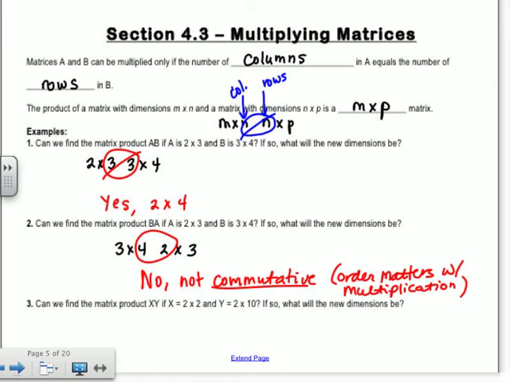Okay, so can we find the matrix product x times y if x is 2 by 2 and y is 2 by 10? Yeah, those numbers are the same. So it'd be a 2 by 10 matrix in the end.